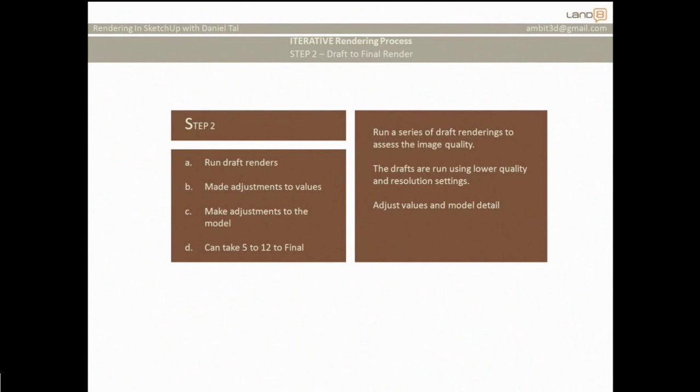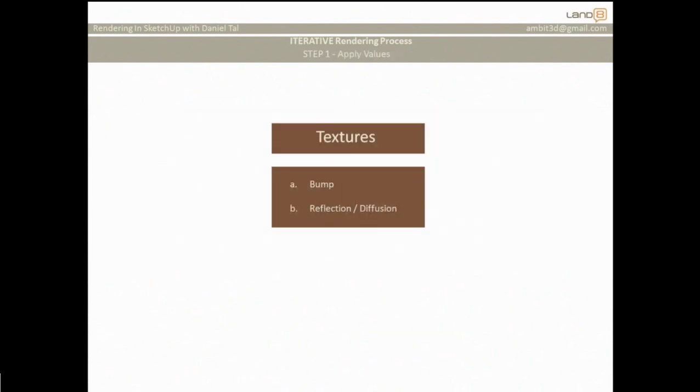Then step 2 is running the drafts. You make adjustments to the model based off the drafts. The reason why you're doing this is you're going to run your drafts at lower settings, so you're not waiting 10 minutes or 20 minutes for a rendering. You're waiting 1 minute for a rendering, making the adjustments that you want, and then you steadily increase the quality and the resolution as you start producing the drafts. But let's go through this process. So let's talk about textures first.